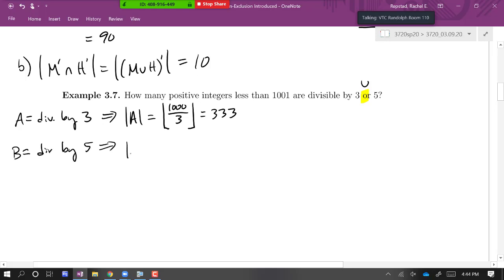We'll find that the same way. Every fifth integer is divisible by 5, so 1,000 divided by 5. We don't need the floor function there, but I'm just in the habit.